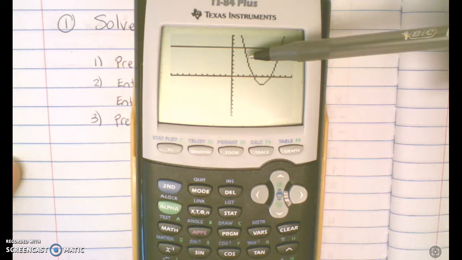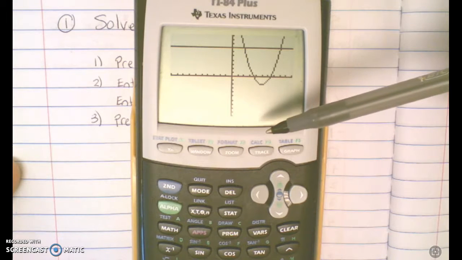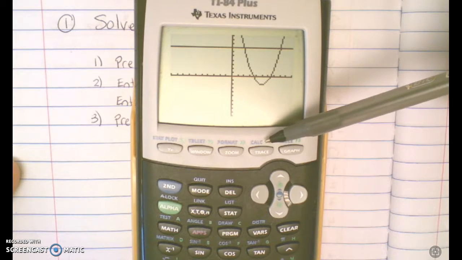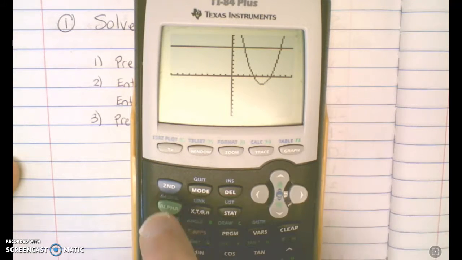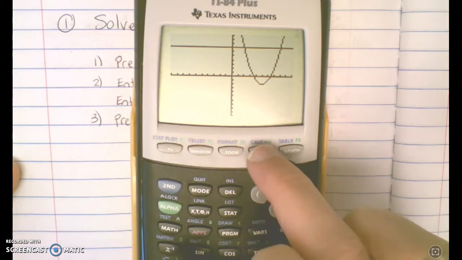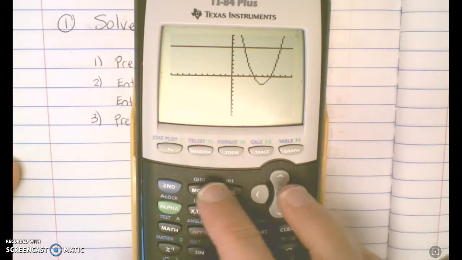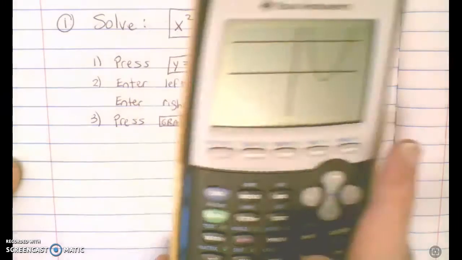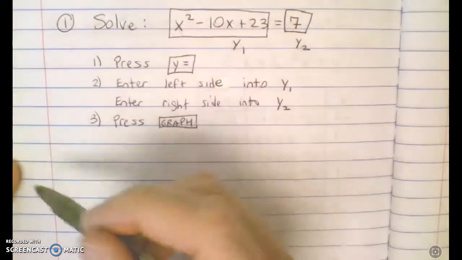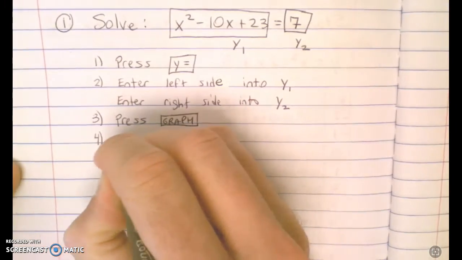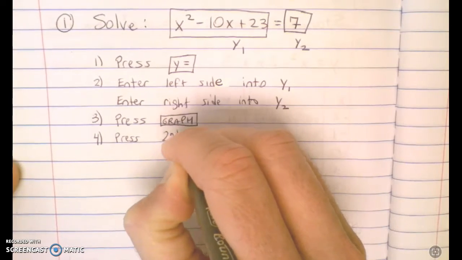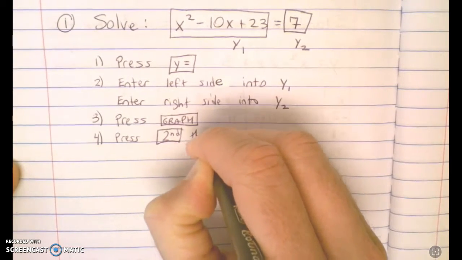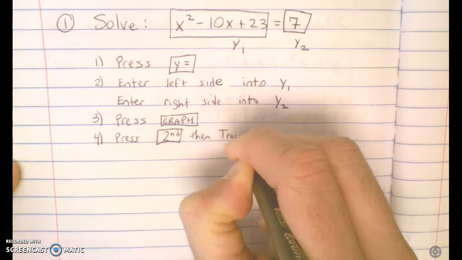To find the solutions there's actually a pretty quick way to do it on your calculator. We're going to hit the button here where it says trace. You're going to hit second, and then trace, and it'll give us a screen. Let me write that down in our steps. Our next step after graphing is press second, then trace.